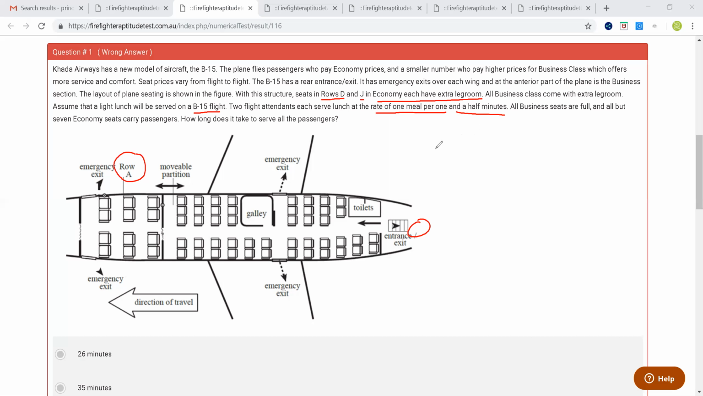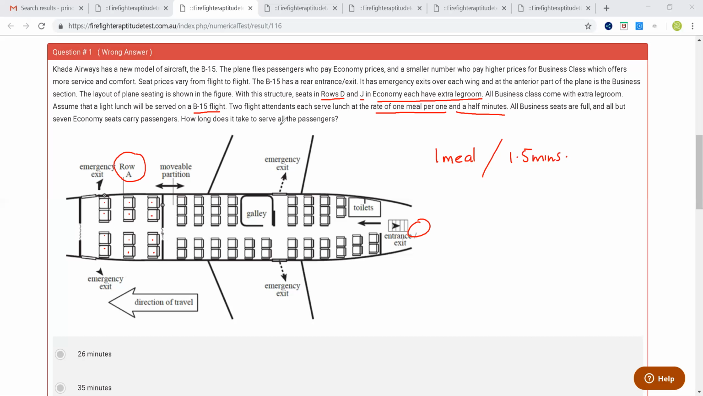So they're giving 1 meal at a rate of 1.5 minutes, basically. All business seats are full, and all but 7 economy seats carry passengers. All but 7. So, how long does it take to serve all passengers? We just have to count first. 1, 2, 3, 4, 5, 6, 7, 8, 9, 10, 11. 11 people are here, right?